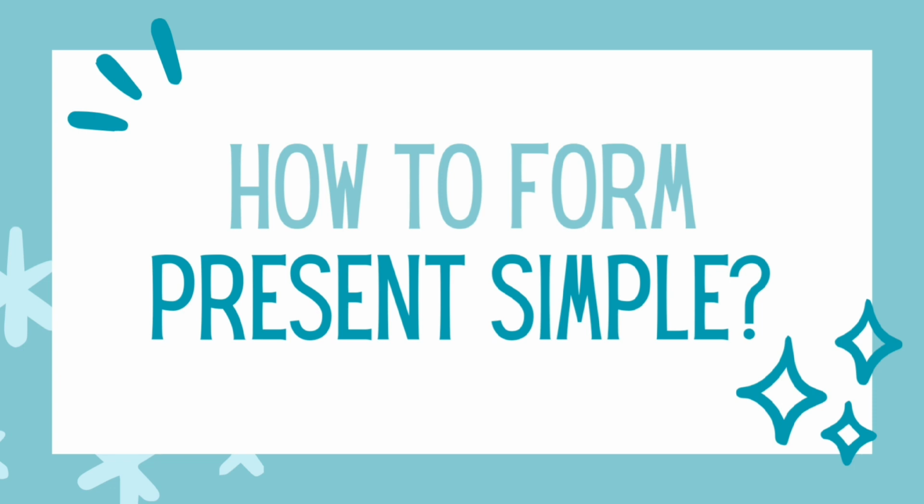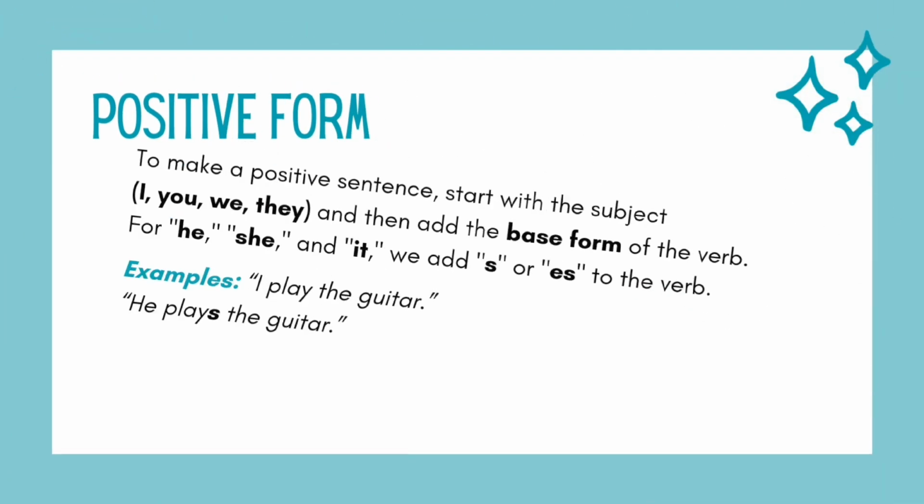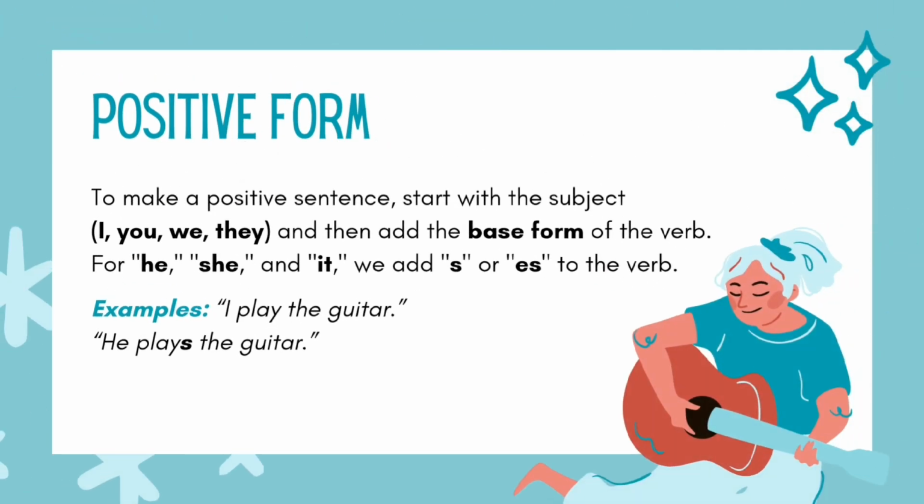How to form present simple? Positive form. To make a positive sentence, start with the subject I, you, we, they, and then add the base form of the verb. For he, she, and it, we add s or es to the verb. Example: I play the guitar, he plays the guitar.